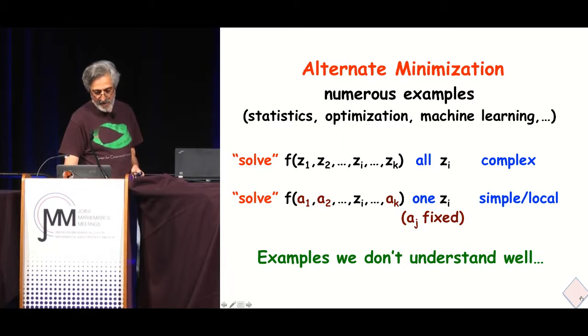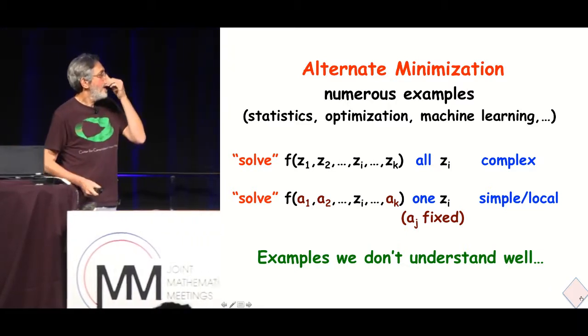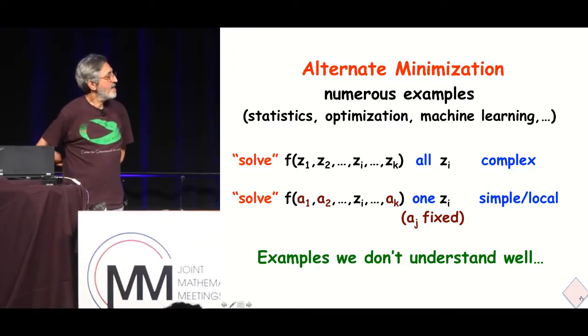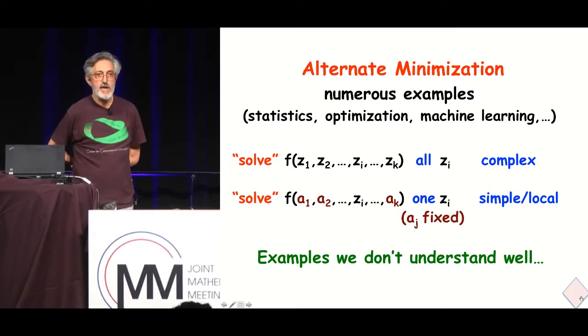I will not talk about the analysis of this. Let me skip to telling you just a few examples of this alternate minimization problem that we cannot understand.